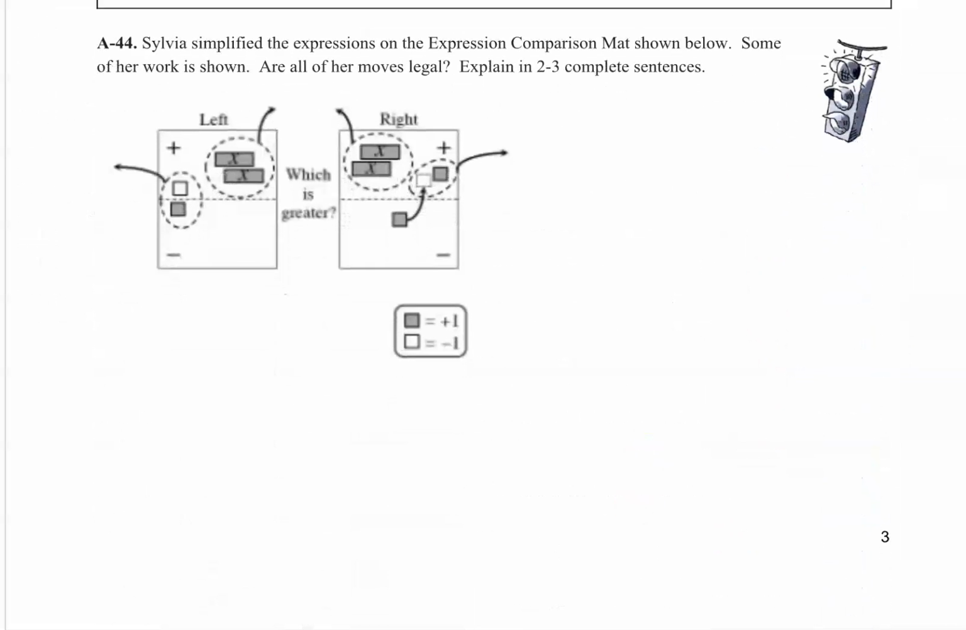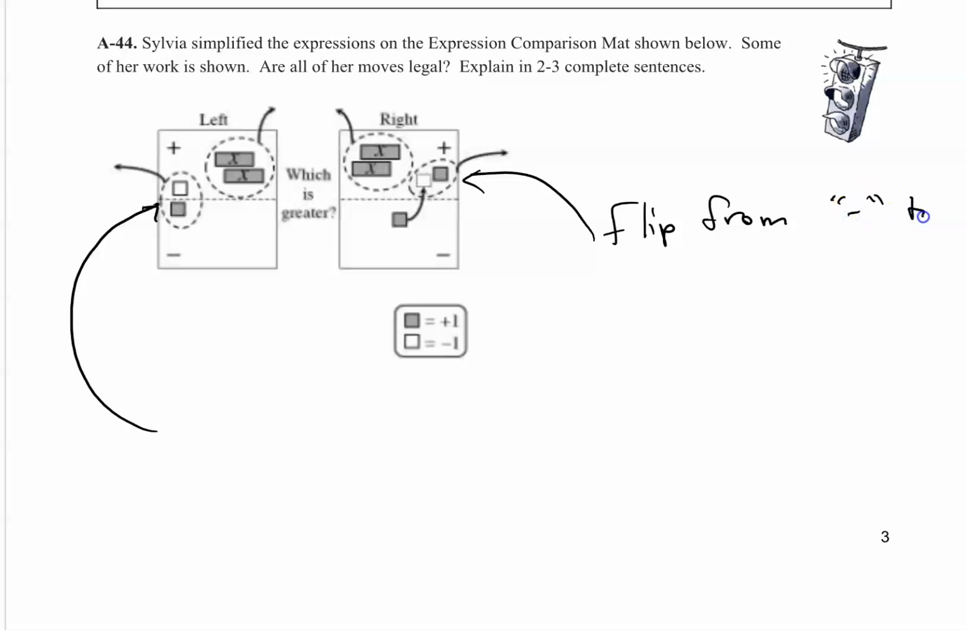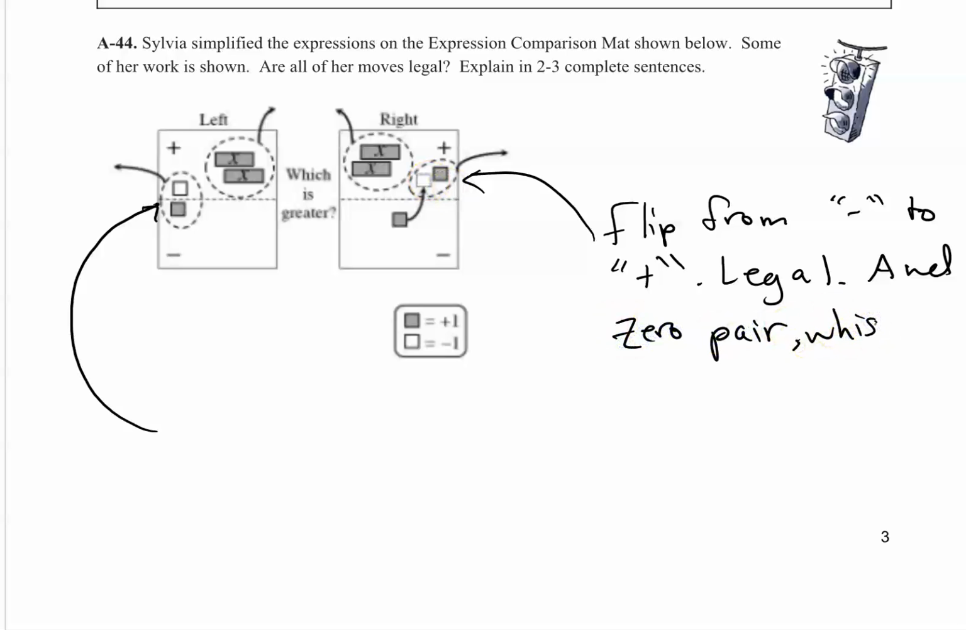44. Let's do it. Are all of her moves legal? So let's look at this move right here. This is flip from negative to positive. Legal. But Sylvia also does another thing, zero pair, which is legal. She removes them. Okay, now let's look at this one over here.